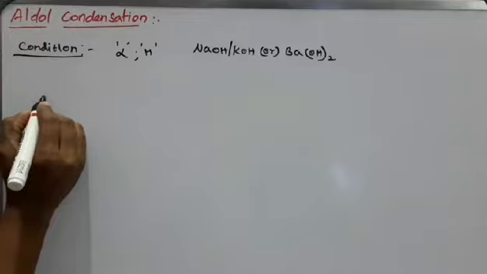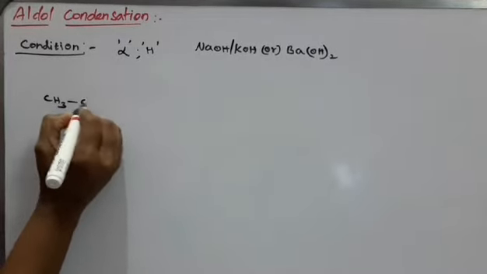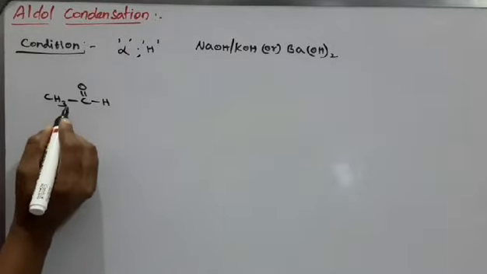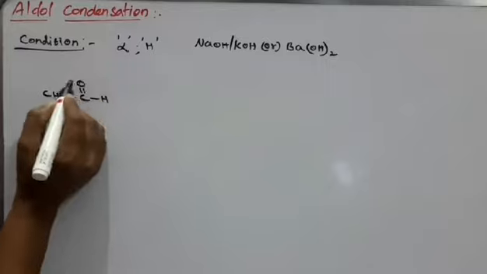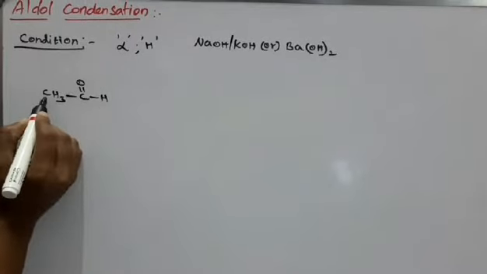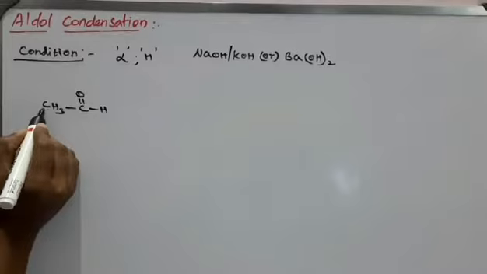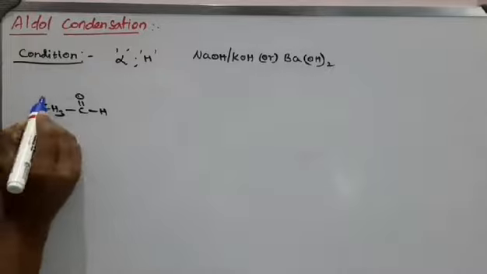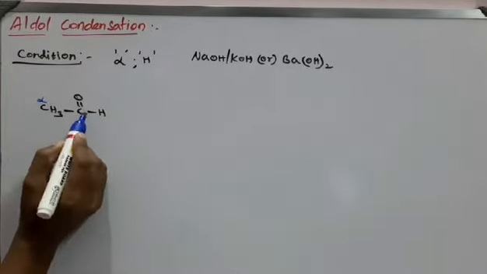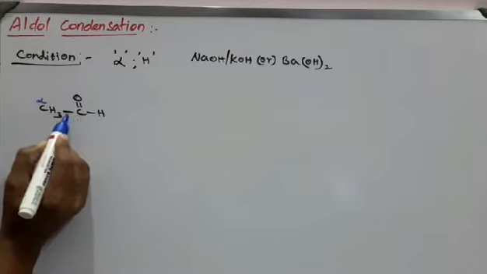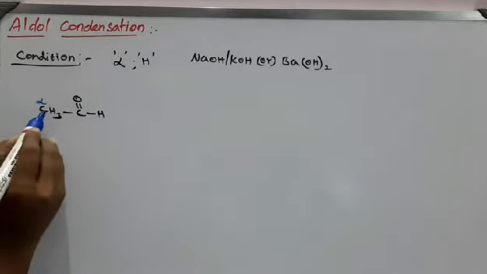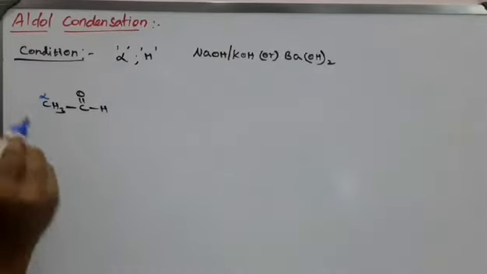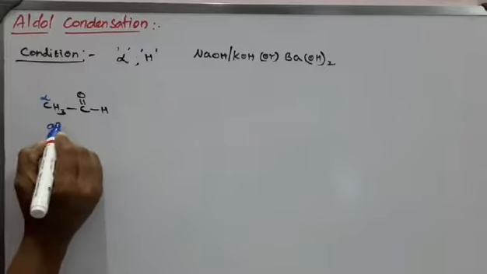Suppose aldehyde, what is the formula? That is CH3 CHO. So what is alpha hydrogen? Alpha hydrogen means the hydrogen on the carbon bonded directly to the carbon bearing the functional group. That carbon nearest to the functional group is called the alpha carbon. This is for aldehyde.